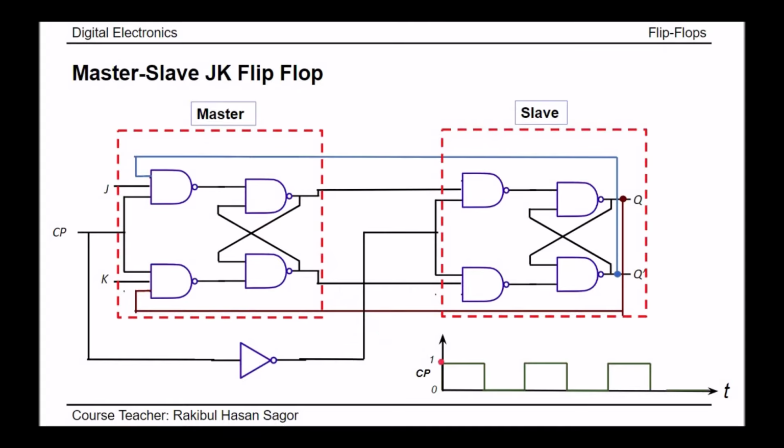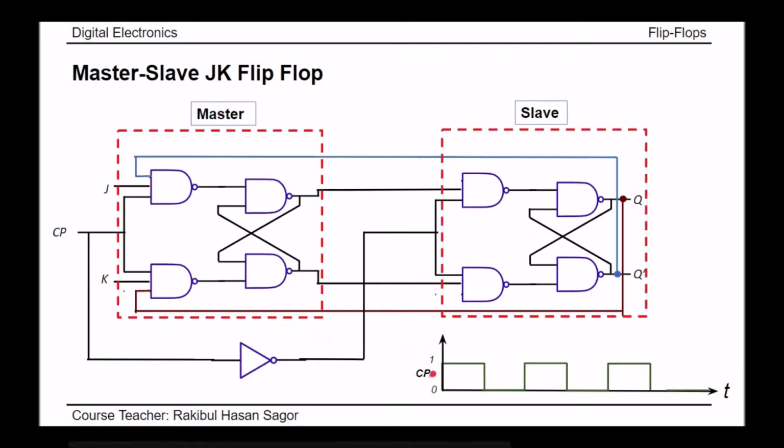So for example, we have clock pulse equal to 1. During this 1 time, we are getting J equal to 1 and K equal to 1, and this J and K both are having a feedback from Q and Q prime. Q prime is connected to the J and Q is connected to the K. So both of them are having feedback from Q and Q prime. As CP equal to 1, J equal to 1 and K equal to 1, the output of the master flip-flop will be the toggle value of the previous output of the slave flip-flop.